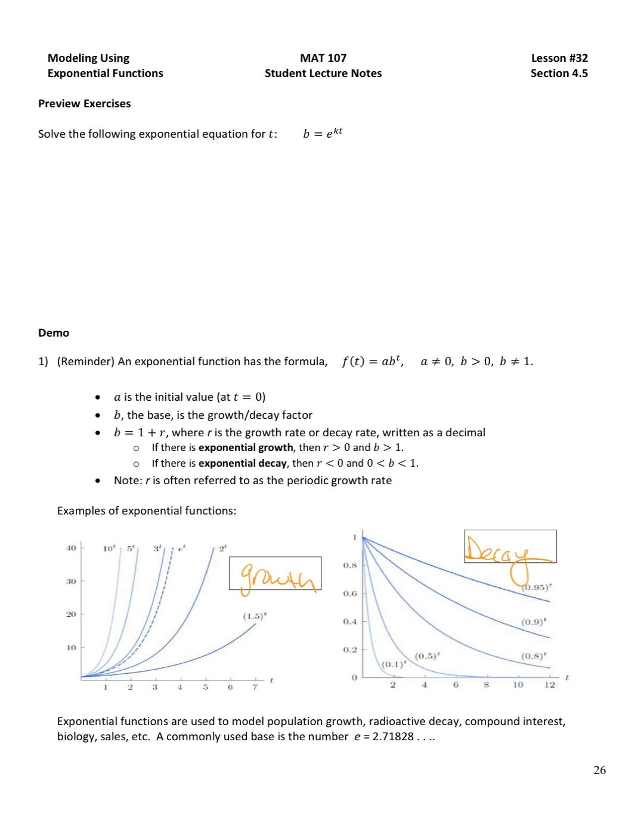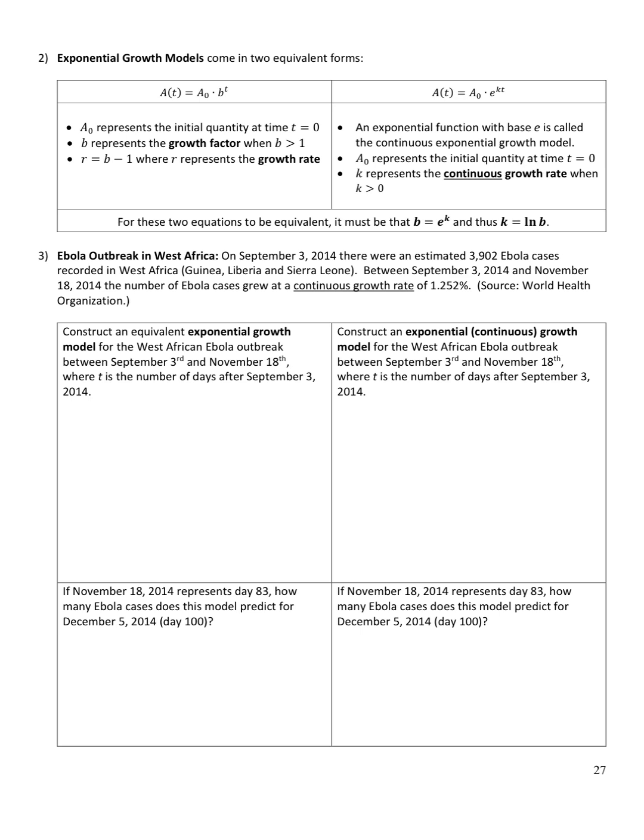A commonly used base is the number e. Exponential growth models come in two equivalent forms. A of t equals a naught times b to the t, and a of t equals a naught times e to the kt. So a naught is the same in both functions. A naught represents the initial quantity at time t equals 0 in both formats.